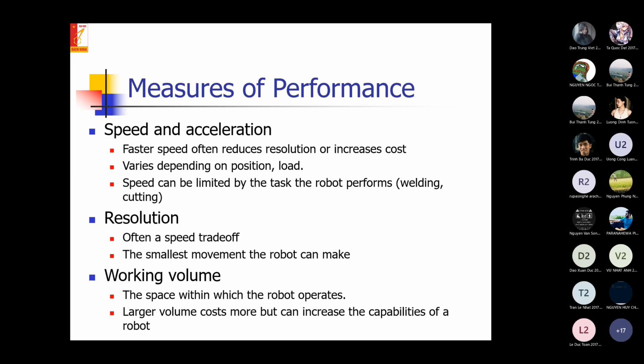For the resolutions, you see, it can often be a speed trade-off, and it can be considered as the smallest movement the robot can make. And increasing resolution means to get a more accurate portion of the movement. Of course, the speed will be reduced.